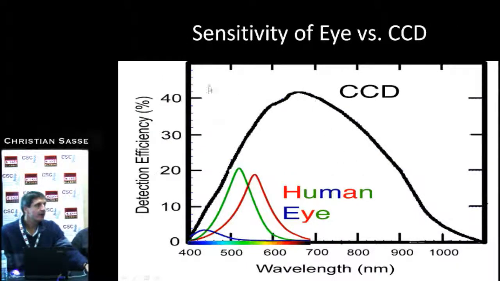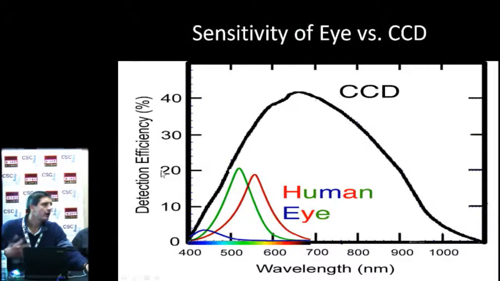This shows you a bit of the sensitivity of these modern cameras. What you see here is the detection efficiency. That's a measure for how much light is actually turned into a usable signal. And what is interesting here is the wavelength of the light.